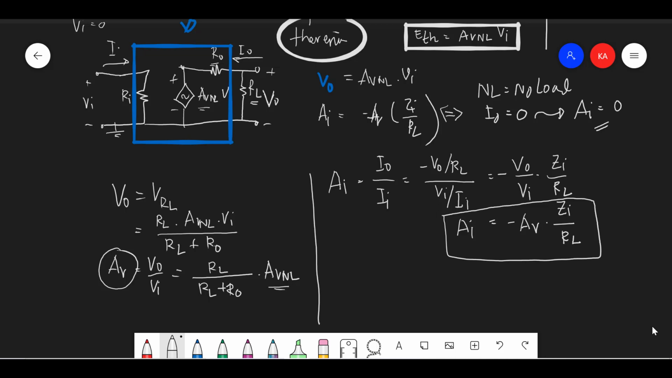Okay, so I think this is the final for the first part of this two-ports approach, and we already know about the AV, the voltage gain, and AVNL, the voltage gain no load, and also the AI, and how to draw the connection between AV and AI. Okay, we will continue in part 2.